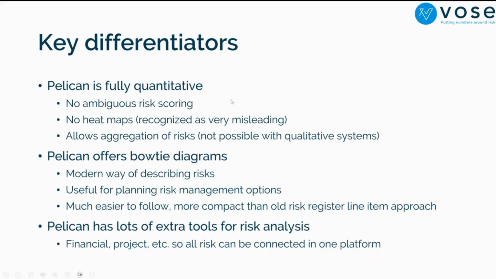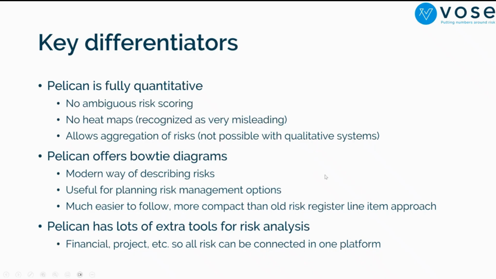So what are the key differentiators in our view? Pelican is fully quantitative. There is no ambiguous risk scoring, no heat maps, although we have a key heat map within Pelican, but it's a bit different. I will show you during the demo. And I guess the most important, it allows aggregation of risks. That is not possible with qualitative systems. So you can calculate the total volume of risks per project or for the whole company.